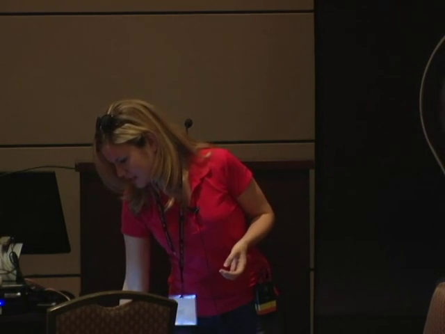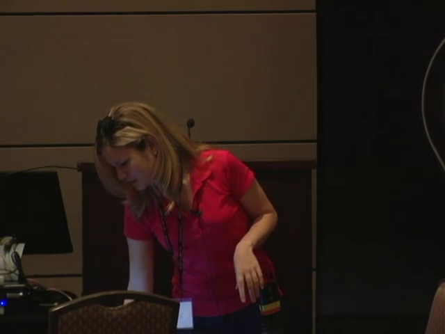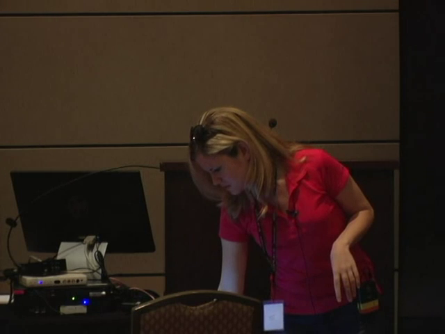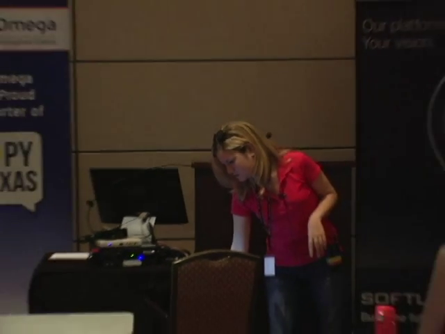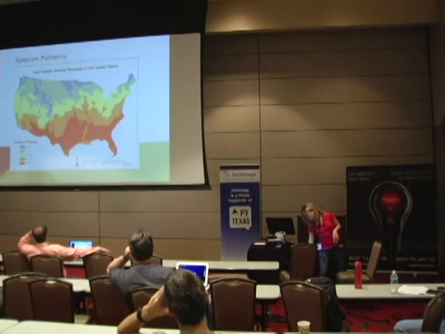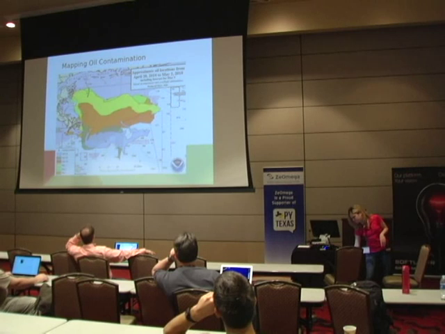So some specific case studies would be this, and I'm sorry if the slides are a little bit wonky, but route optimization. So route optimization, some species patterns, so reptile species within the United States. Oil contamination, that's an example from NOAA.